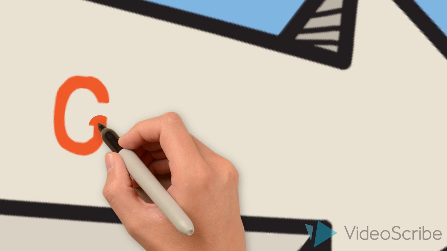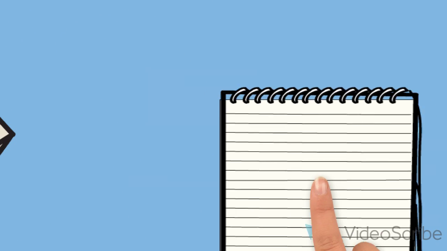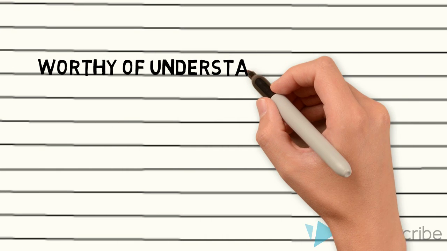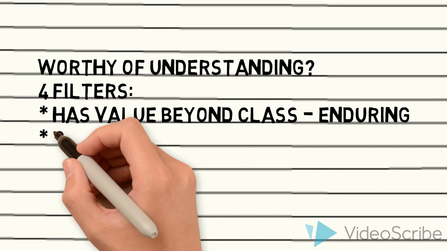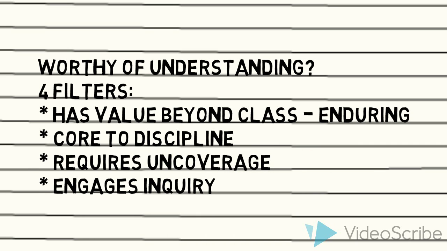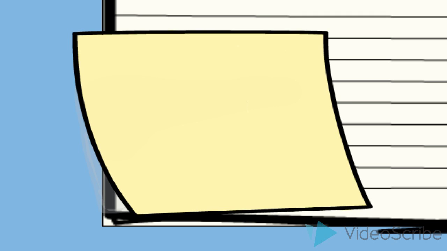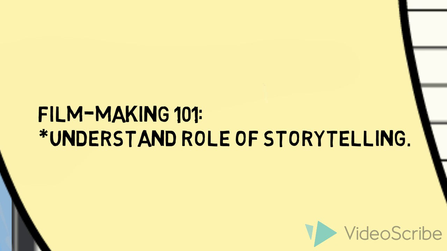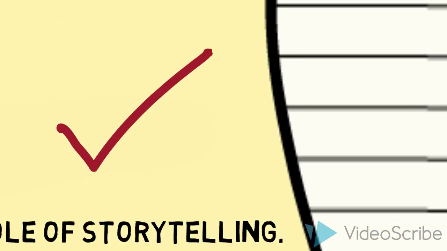For example, to help you determine what's worthy of understanding when it comes to your course, 4 filters are proposed: that it has some kind of enduring value, is core to the discipline, requires uncoverage, and engages inquiry. So I'm going to check that against the goal that I had for understanding, which is understand the role of storytelling. I think it meets the criteria.